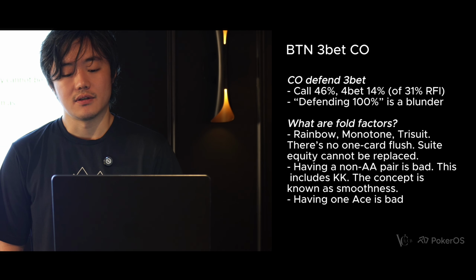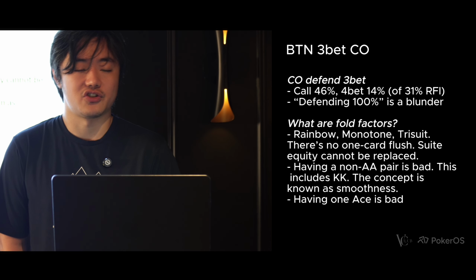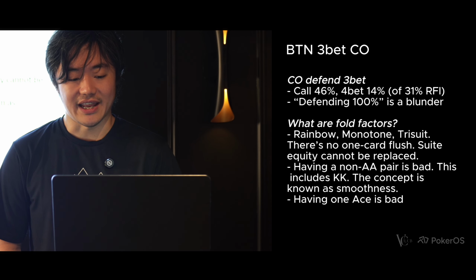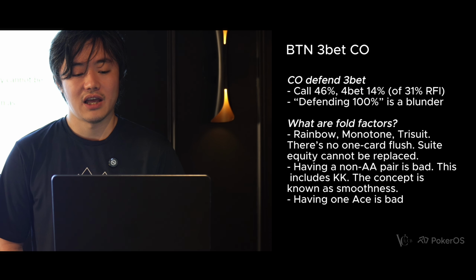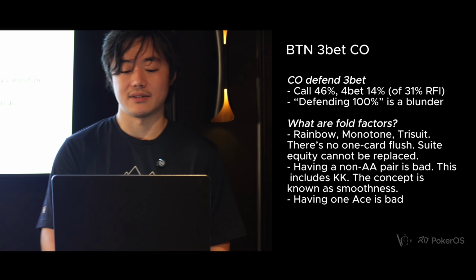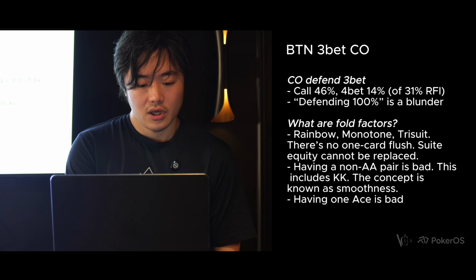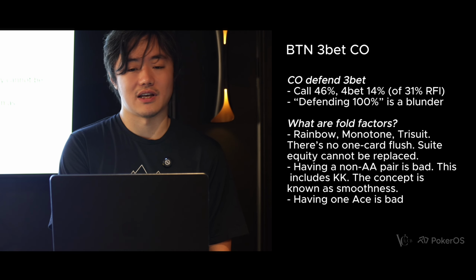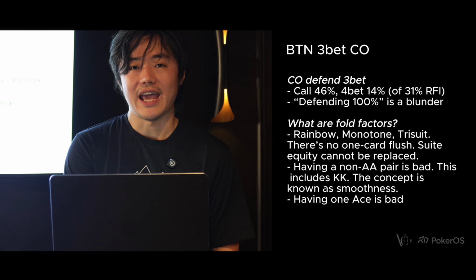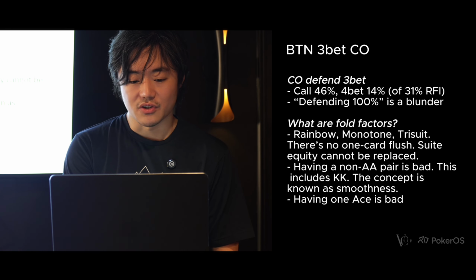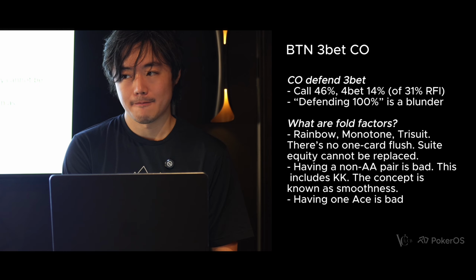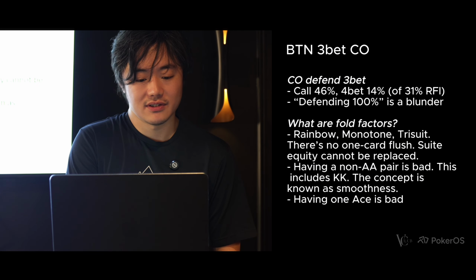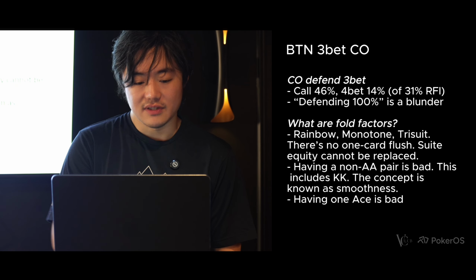Playing a big pot with low SPR, you want smooth hands such as Jack-10, 9-8 instead of having a pair. So any paired hand is bad, including kings. And the third is that having one ace is bad. This is obvious because the other guy has aces very often. So if we have one ace, the ace is dead, so we don't want to have an ace. So these are the three factors.